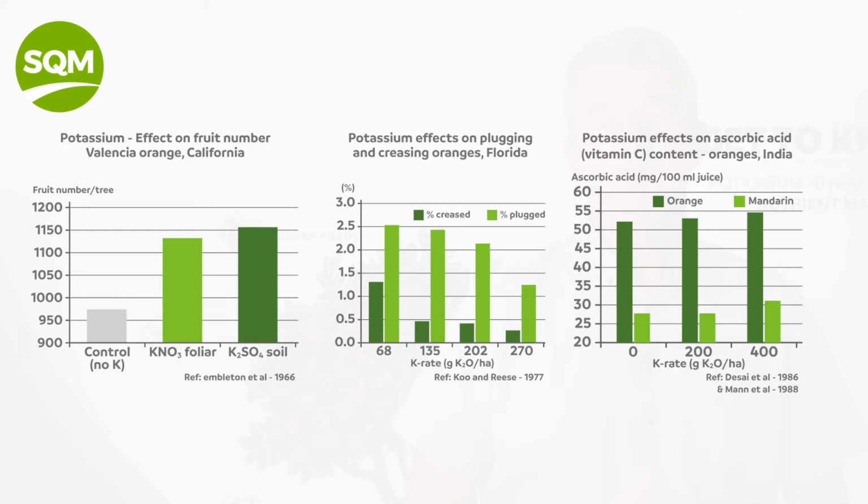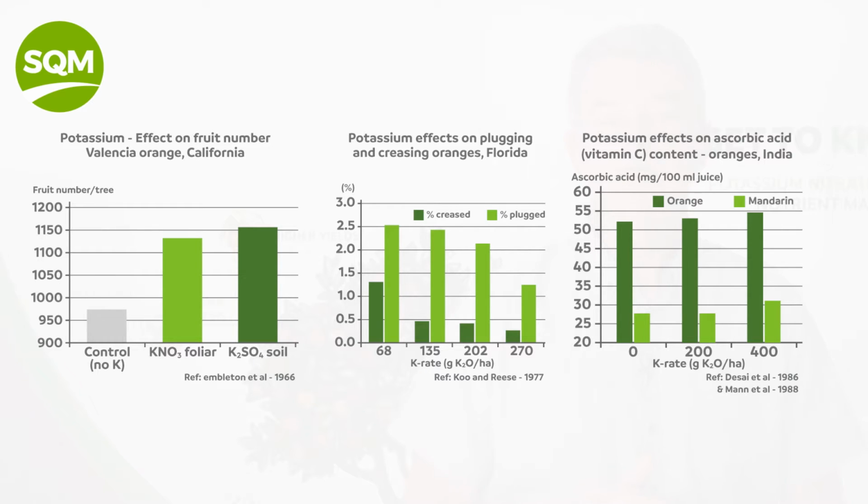The application of potassium also decreases creasing and plugging, so it has a quality effect. And if we look at that percentage on the left hand or the y-axis, and we look at the increase in potassium in kilograms per hectare on the x-axis, you can see that the creasing decreased dramatically and the plugging also decreased with an increase of potassium.